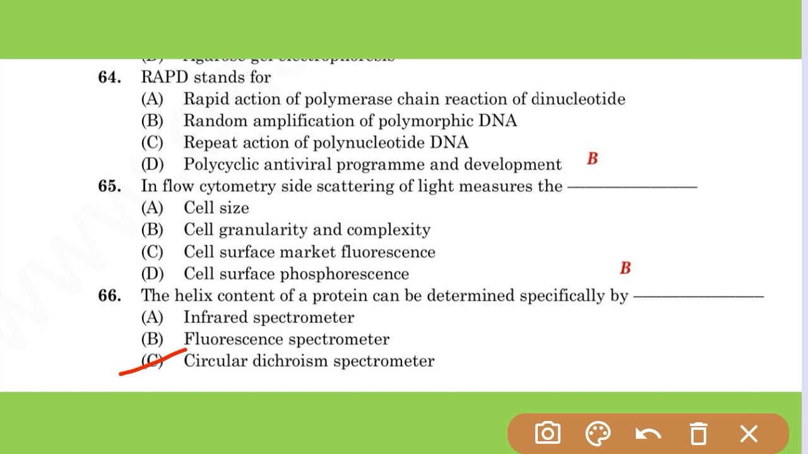And the fluorescence spectrophotometer is a type of electromagnetic spectroscopy that analyzes fluorescence from a sample. It involves using a light beam, usually UV light, that excites the electrons in molecules of certain compounds and causes them to emit light. So option C, CDS, circular dichroism spectrometer. By this technique we can determine the helix content of proteins.